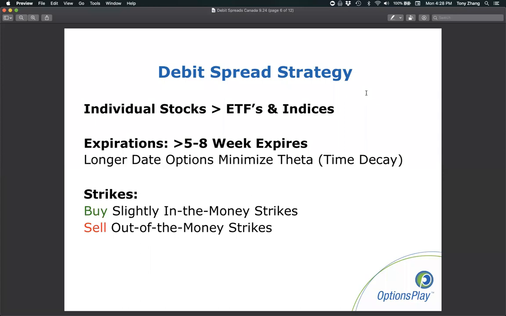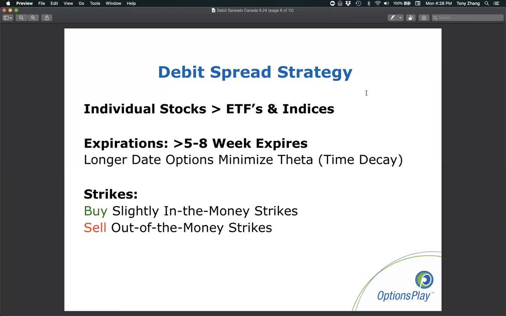They tend to not have gaps because there's no corporate actions, there's no earnings, none of these events that generally drive huge gaps in an underlying on ETFs and indices. But individual stocks are susceptible to news, product announcements, merger and acquisition rumors, things like that that can really move a stock. And that's why the debit spread strategy, because it's taking advantage of big directional moves, tends to have better results on individual stocks than on ETFs and indices.